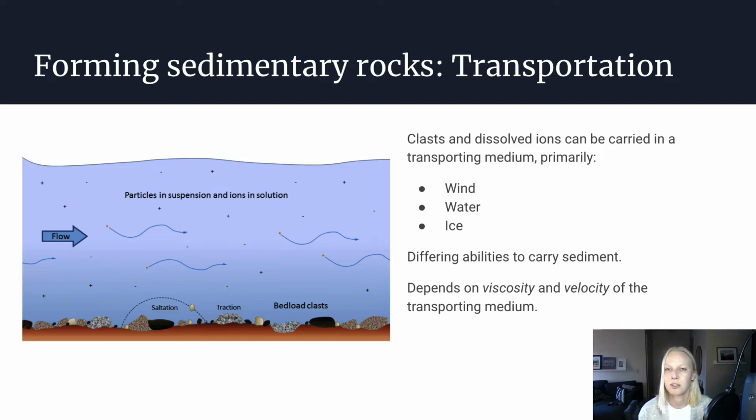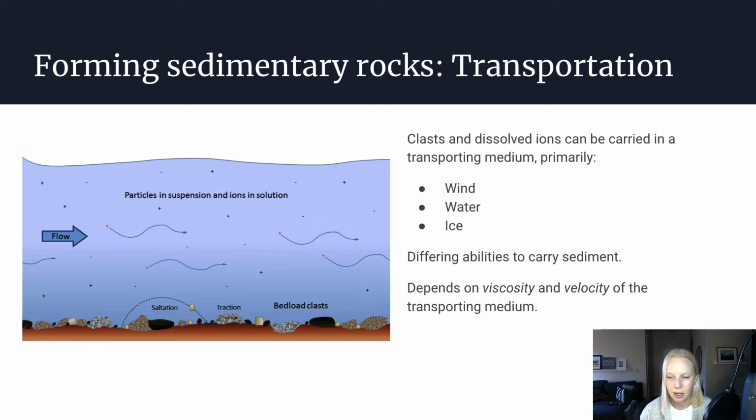Those clasts and dissolved ions are being transported by a transporting medium. So that's primarily water, wind, and ice. And they all have different abilities to carry sediment. They don't all carry sediment in the same way, and they don't all deposit sediment in the same way. So wind, as you can imagine, picks up clasts, suspends them in the air, and then drops them rather quickly. Water can carry particles for a really long way, and can also carry those ions dissolved in the water. Ice can also pick up clasts and carry them for quite a long way and then eventually drop them when the ice melts.